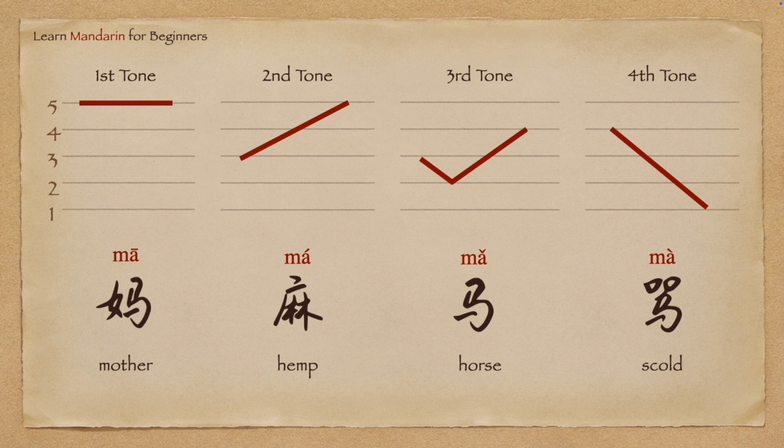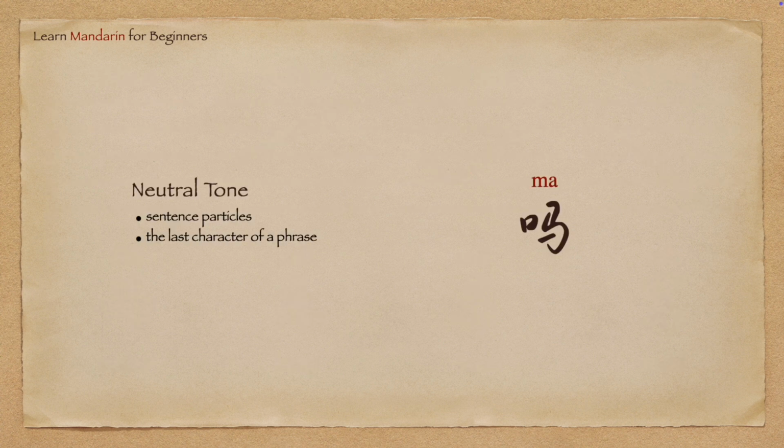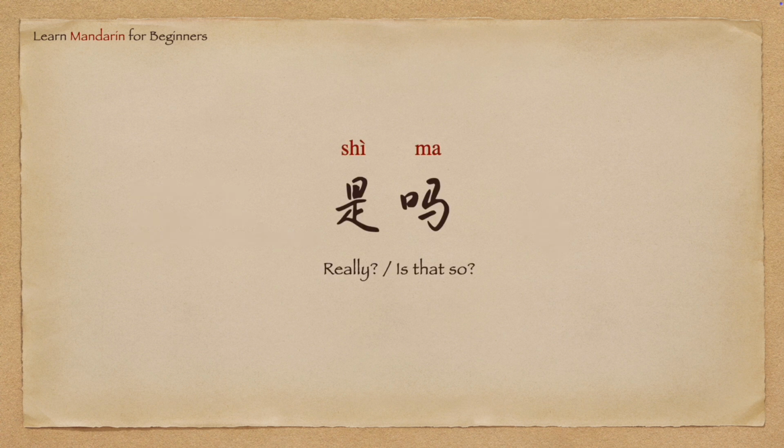Awesome. So for the last one, some syllables don't carry a full tone. This is called the neutral tone. It is lighter and shorter, and it usually appears in sentence particles or the last character of a phrase. For example, ma, which is a question particle. If we put it in a really simple sentence, like 是吗? It means really or is that so? Let's try it one more time.